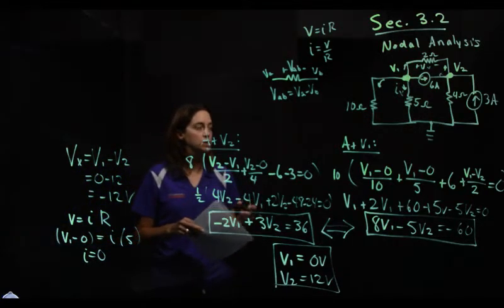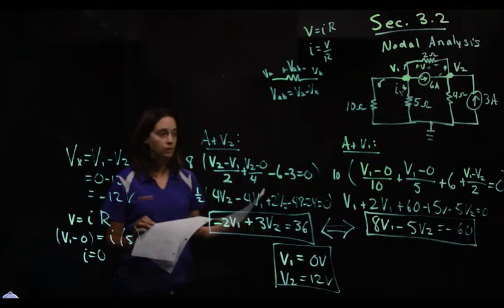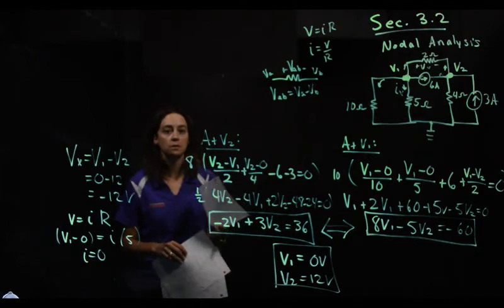So that's section 3.2. Section 3.3 is nodal analysis when we have voltage sources between the 2 nodes. So take a look at that one next.